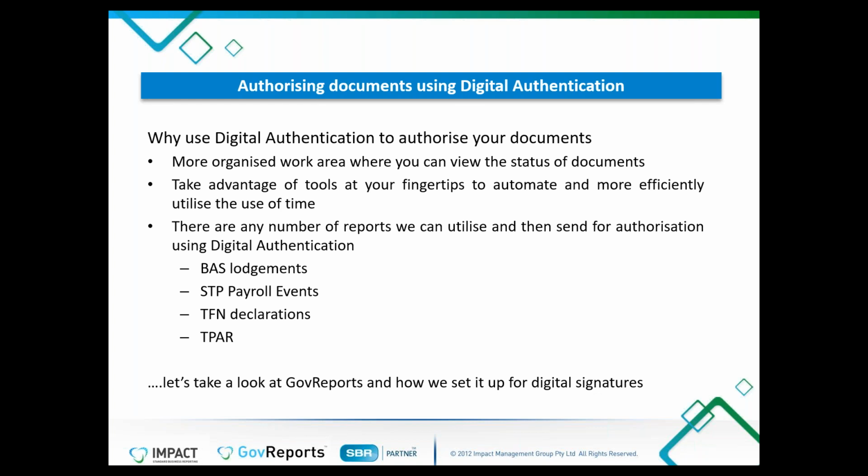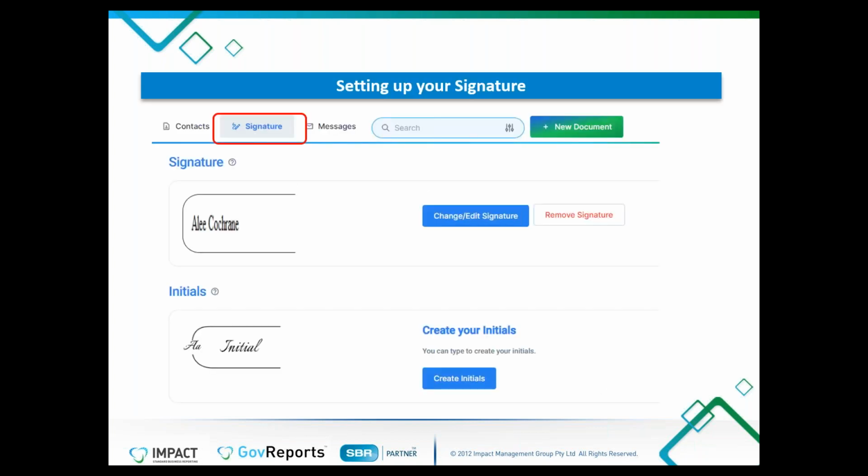So let's take a look at how we set up for digital signatures. Once you want to start using your digital authorization, you want to make sure that you've got a digital signature there. When you're on your main dashboard, you click on the signature bar and it will come up. In this case, it's got my name and initials there because I've actually used this before. But you can change or edit the signature. You can remove the signature. You can create your initials.